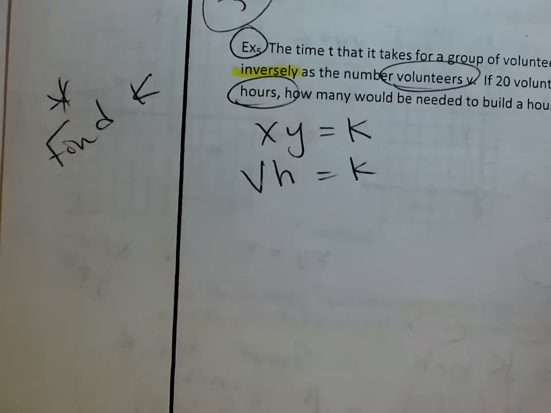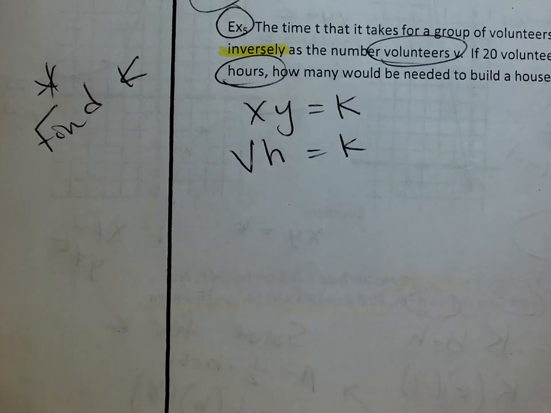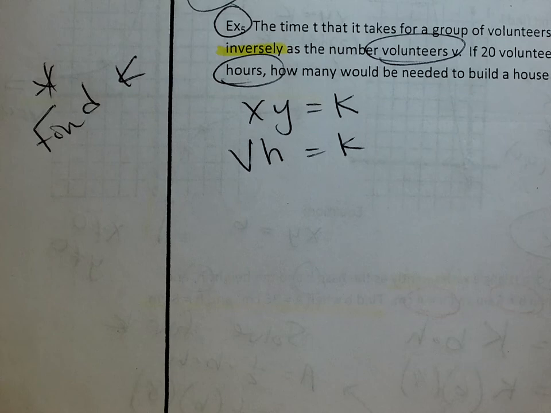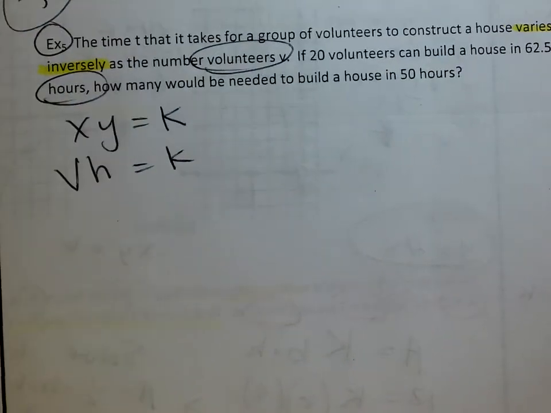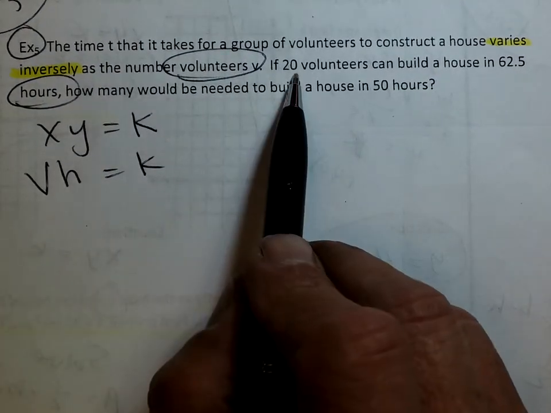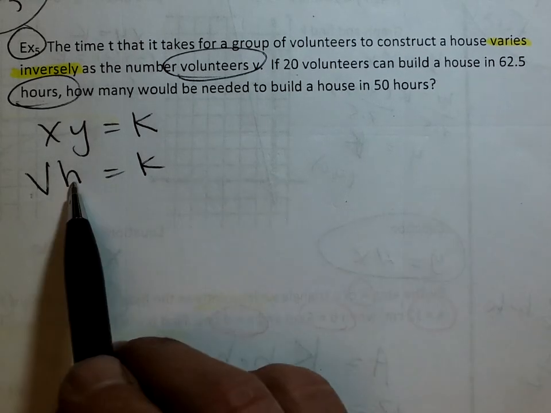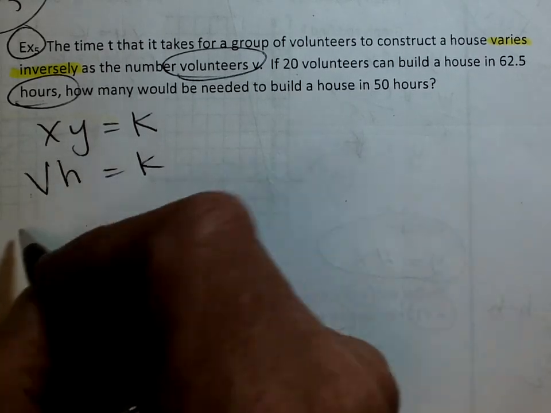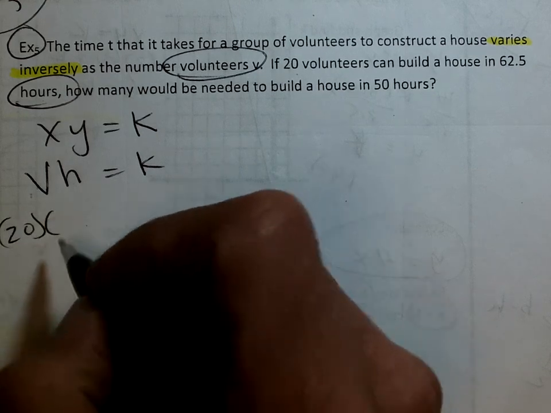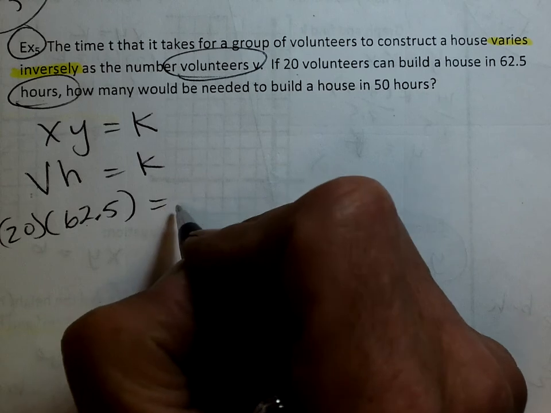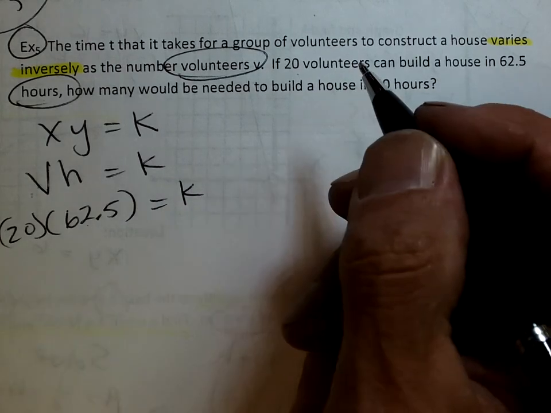So we're going to find k. So let's take a look at what we know, okay? I'm going to have to slide it back over in a second, Katie, okay? So let's see what we got. If I have 20 volunteers, I'll put 20 there. I can build a house in 62.5 hours, okay? So 20, go here, and 62.5 equals k.